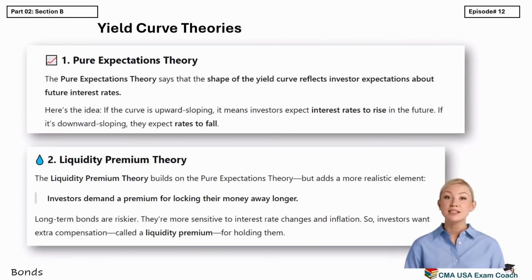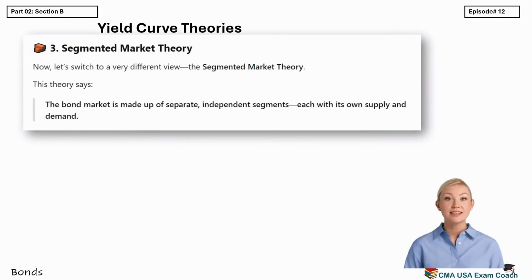3. Segmented market theory. Now, let's switch to a very different view, the segmented market theory. This theory says the bond market is made up of separate, independent segments, each with its own supply and demand. In other words, short-term and long-term bonds are not substitutes. Some investors, like banks, prefer short-term bonds.